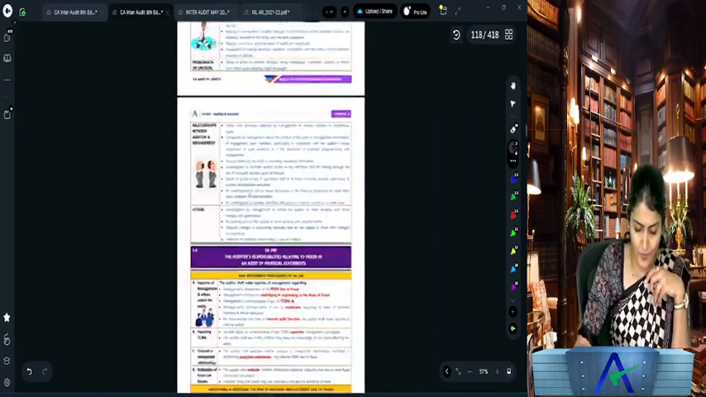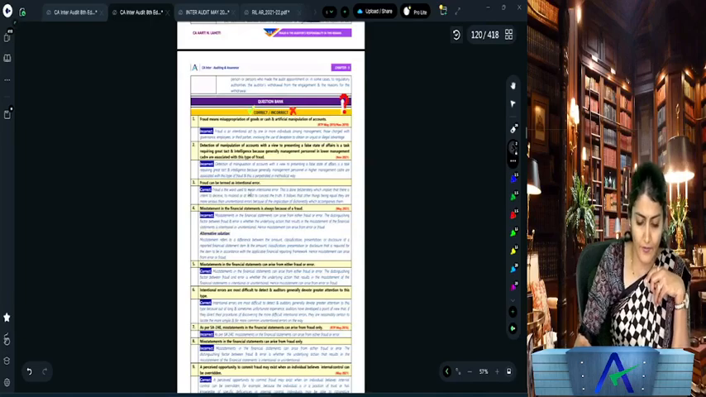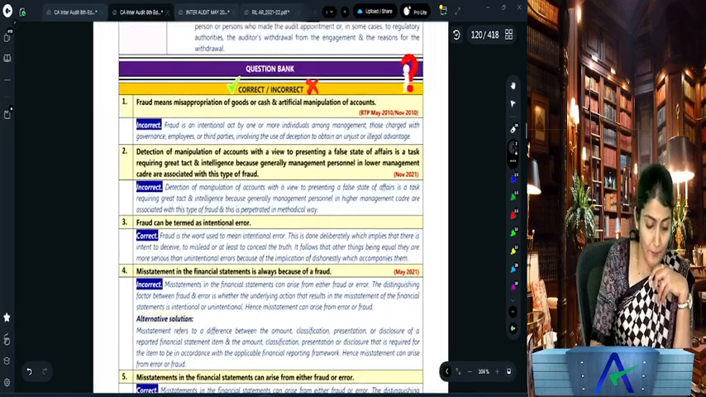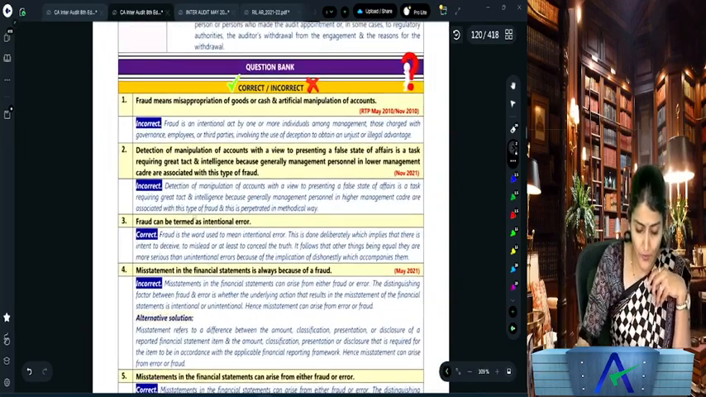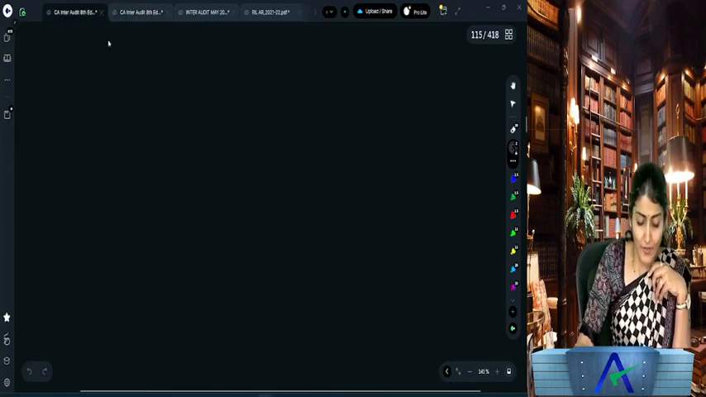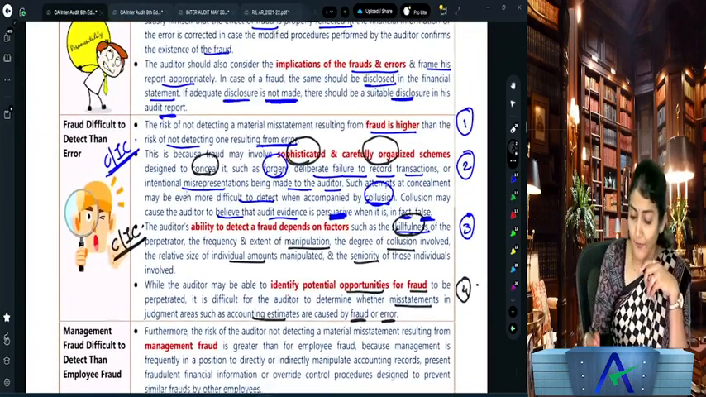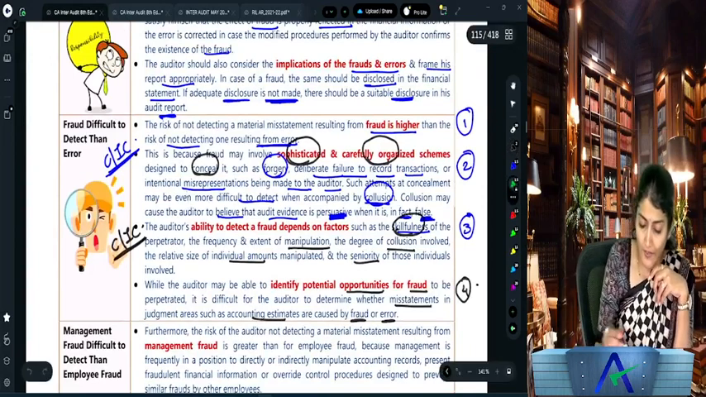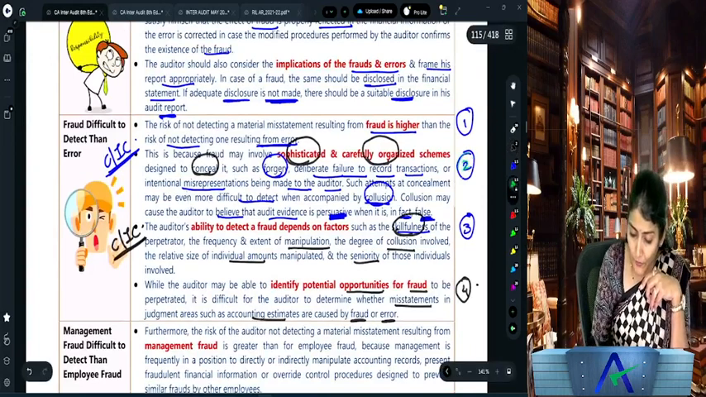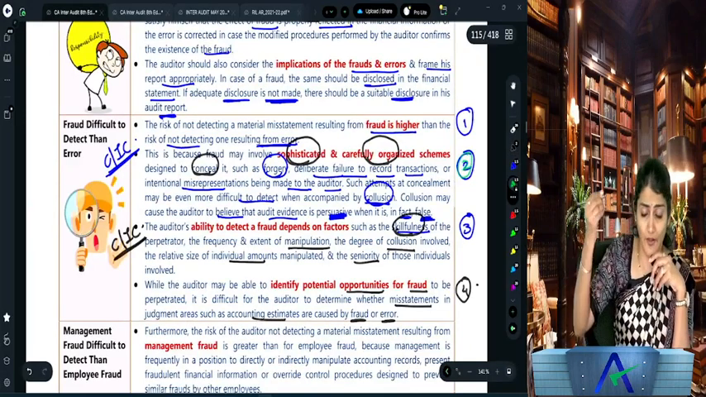Right, the responsibilities of the auditor in relation to fraud. Then after that, what do we also say over there? Management fraud is more difficult to detect than employee fraud. First, fraud is more difficult to detect than an error. Then fraud involves sophisticated and carefully organized schemes.